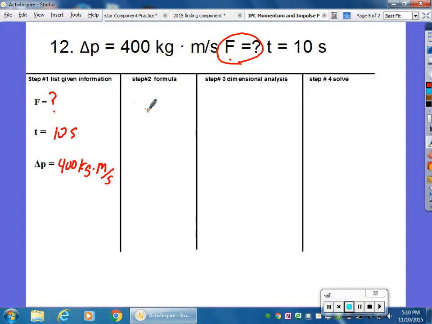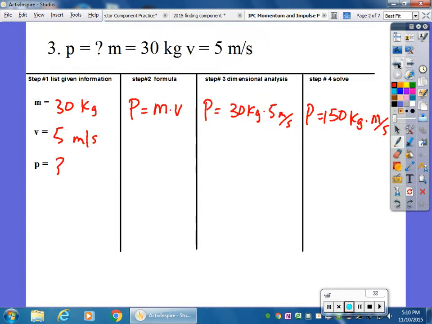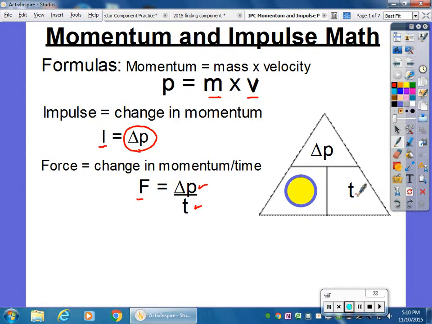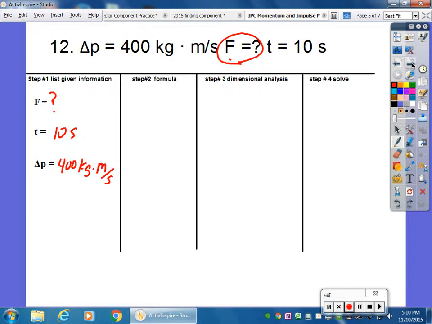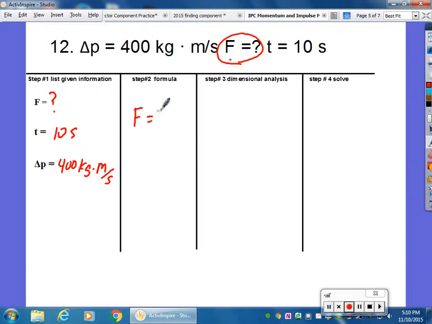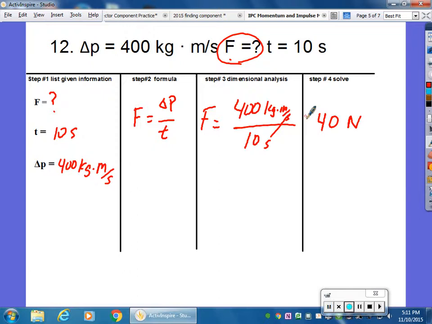As I said, we come back over here if we forgot, and we look and we see that it is a change in momentum divided by time. So our change in momentum was 400. So for the force, we got the change in momentum divided by the time, 400 divided by the time of 10, and we end up with 40 newtons. Remember, the unit for force is newtons.